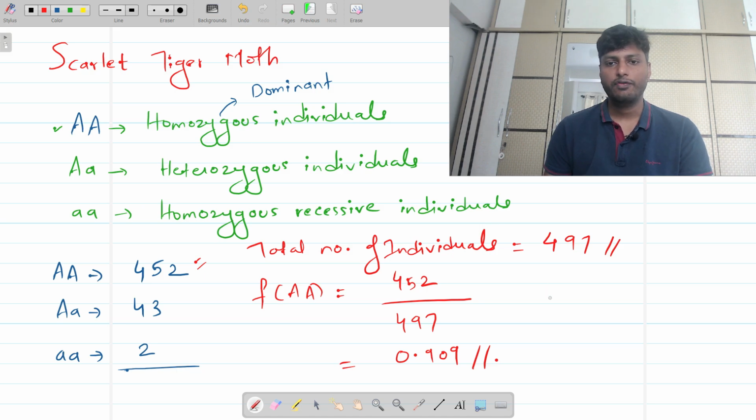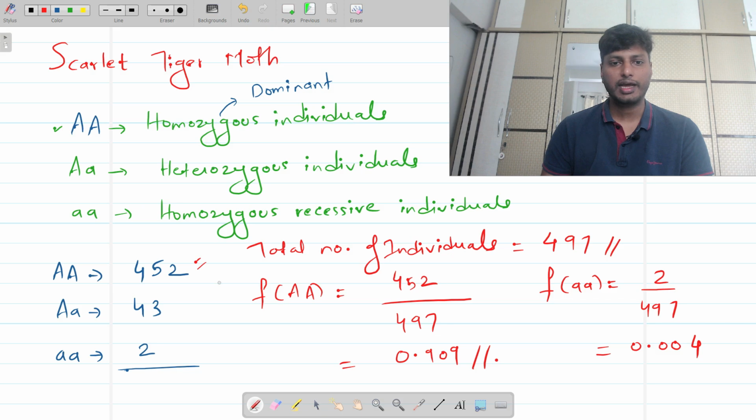So if you calculate roughly, this is going to be around 0.909. Same way, if we have to calculate the frequency of small a, that is the frequency of homozygous recessive individuals, how will we calculate it? It will be the total number of individuals having small a genotype divided by the total number of individuals, that is 2 divided by 497, and that is going to be equal to 0.004.